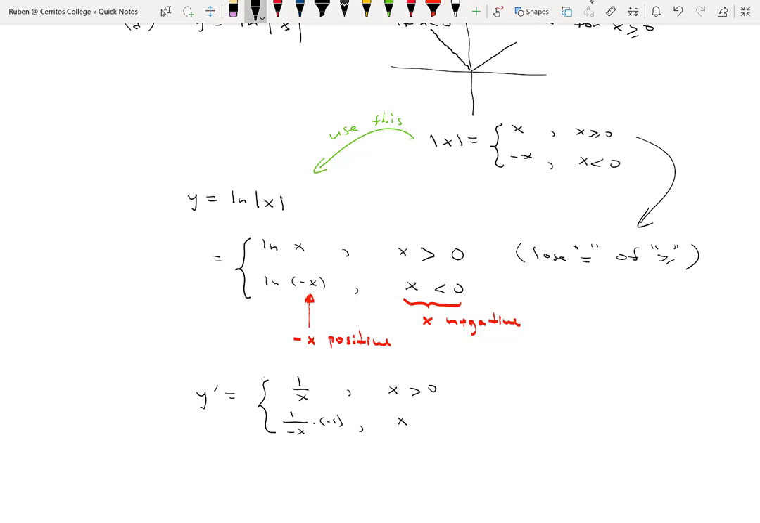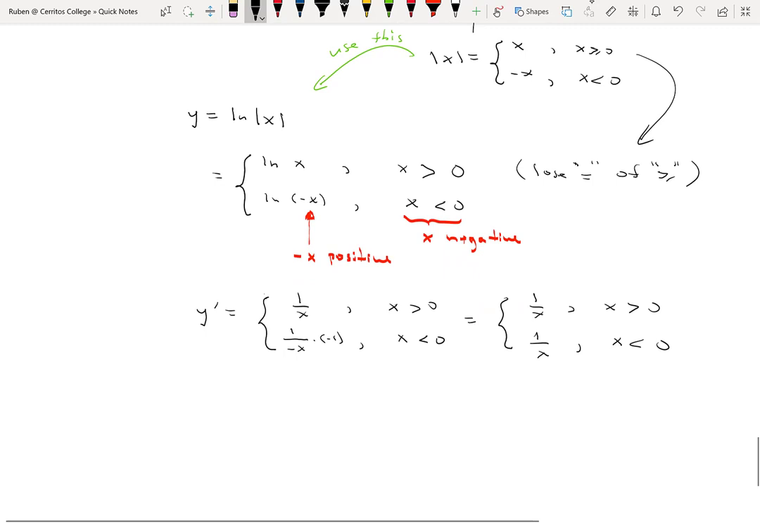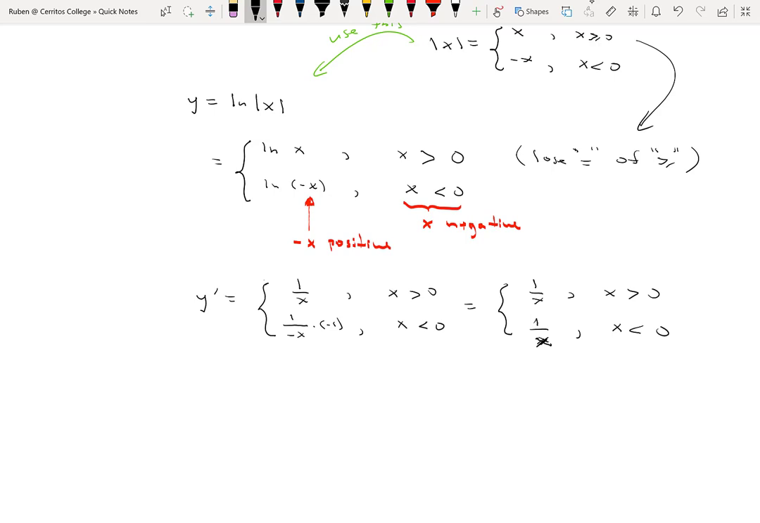Simplify this. So this is 1 over x for x greater than 0. But what's 1 over negative x times negative 1? It's 1 over x again. Can you think of an easier way to write this derivative? The derivative is 1 over x if x is positive, and it's 1 over x if x is negative. So it's simply 1 over x, for x not equal to what? One number, 0.